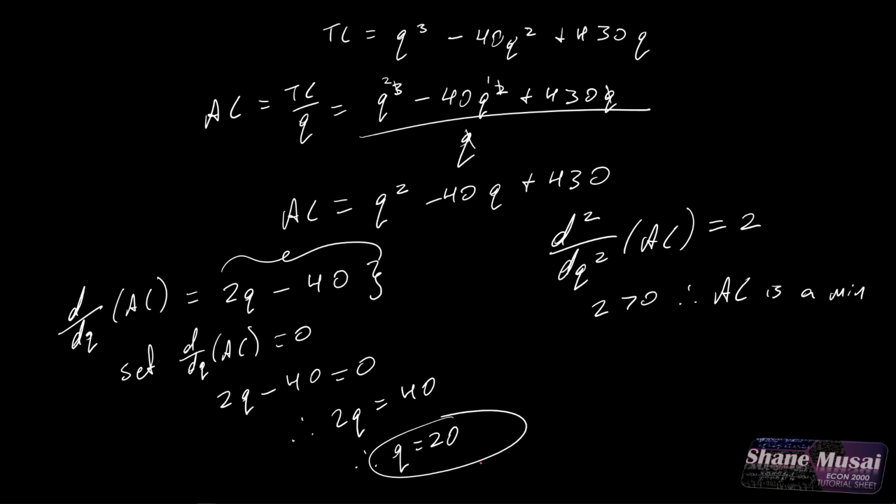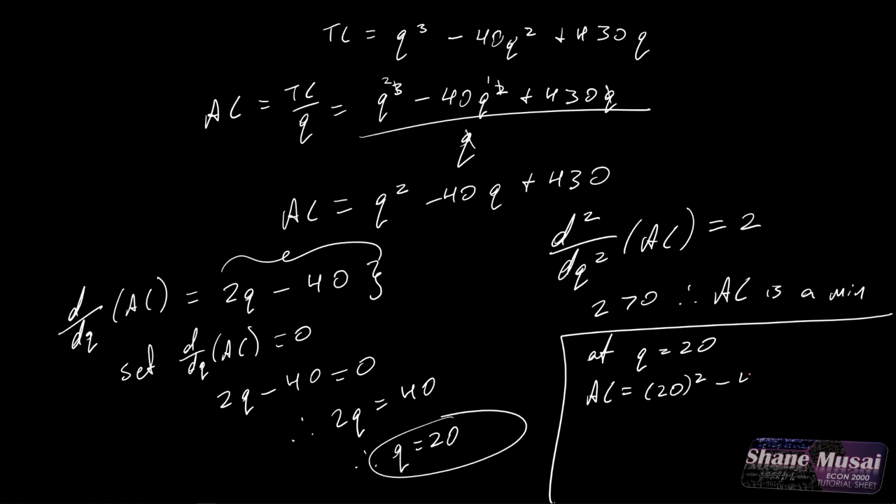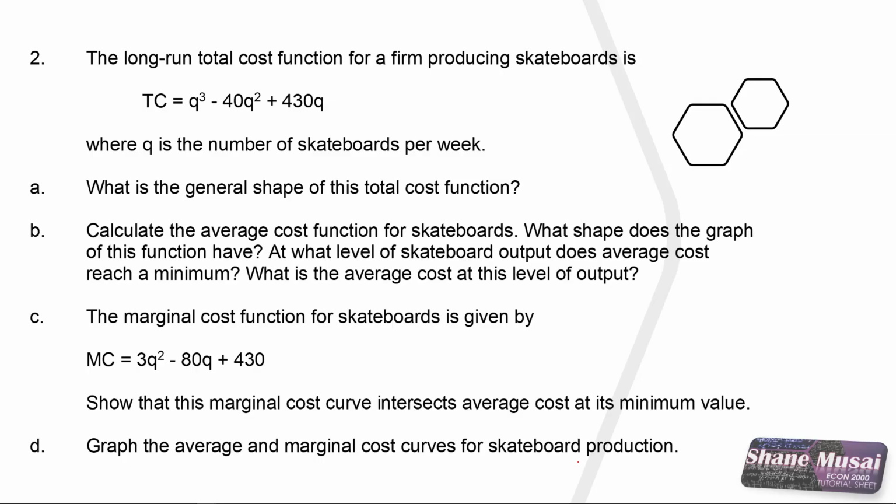So to get the average cost at that level of output, we just need to substitute 20 into this equation right here. So I guess we can just do it right here. At q equal to 20, the average cost would equal 20 squared minus 40 times 20 plus 430. And if you calculate all of this, you should get an average cost of $30. So $30 is the minimum average cost that you can get. Now that answers part B.